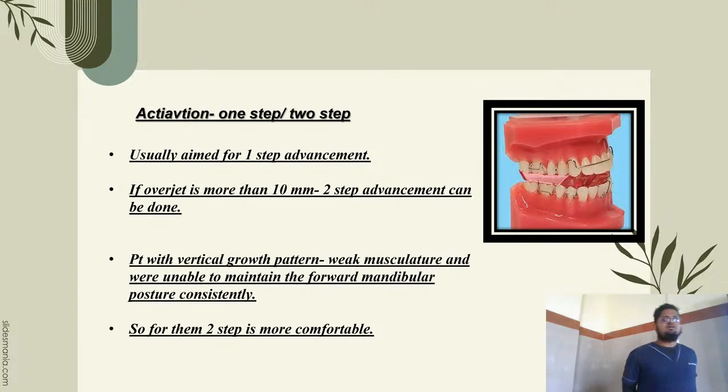So activation in the construction bite: whether to go for one step or two step. Usually activation in the construction bite is aimed for single step advancement, but if the overjet is more than 10 mm, 2 mm advancement can be done. Patients who have the vertical growth pattern have very weak musculature, and we are unable to maintain the forward mandibular posture consistently. Therefore, in those cases, it is advisable to go for the 2-step advancement.